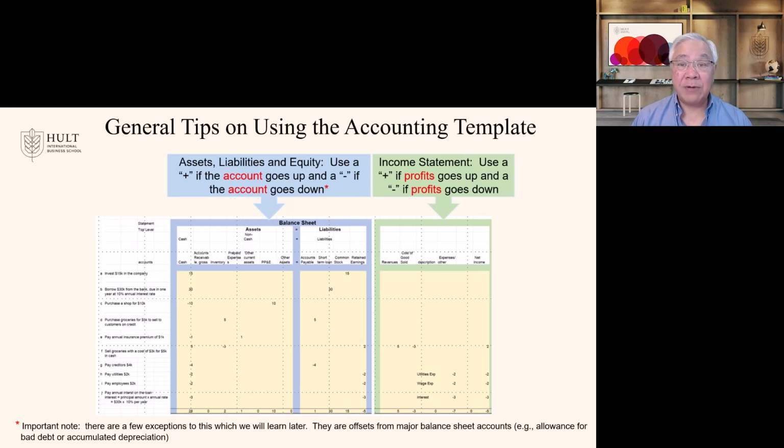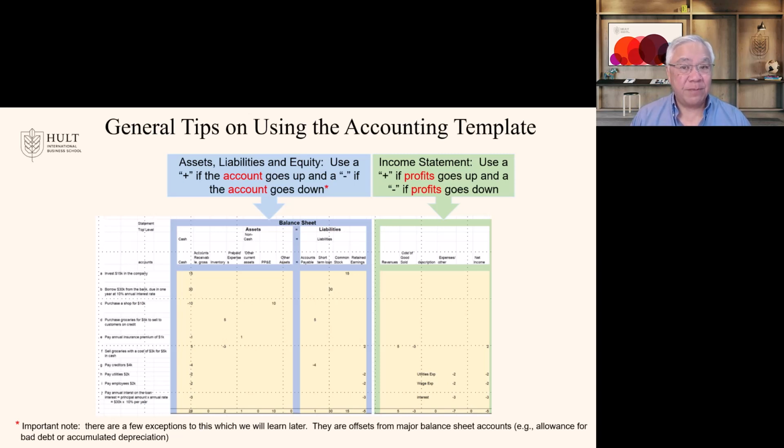On the equity side, if we sell stock to some new shareholders, it's a plus. If we buy back stock from some shareholders, it's a minus. And finally, retained earnings. If we've added to profit, it's a plus. If we lost money, it's a minus. So that's it for the balance sheet, the blue section. You see this red asterisk? It means that it's not quite that way for every single thing.